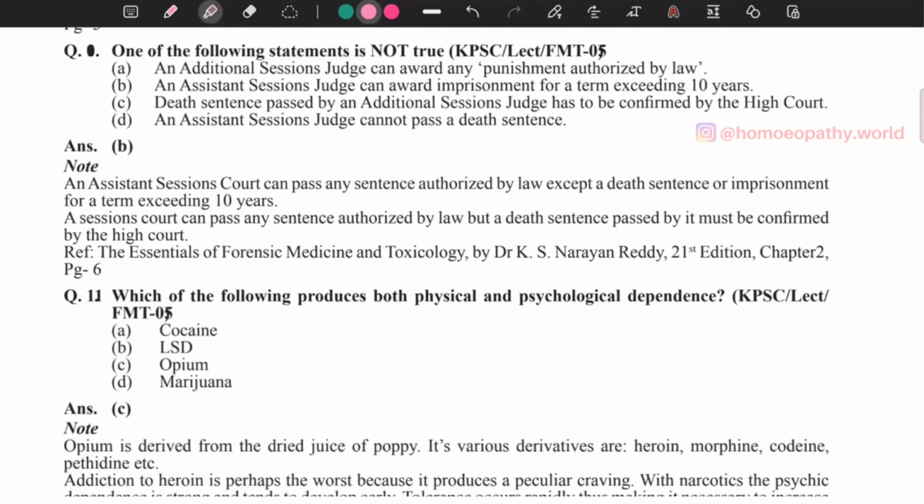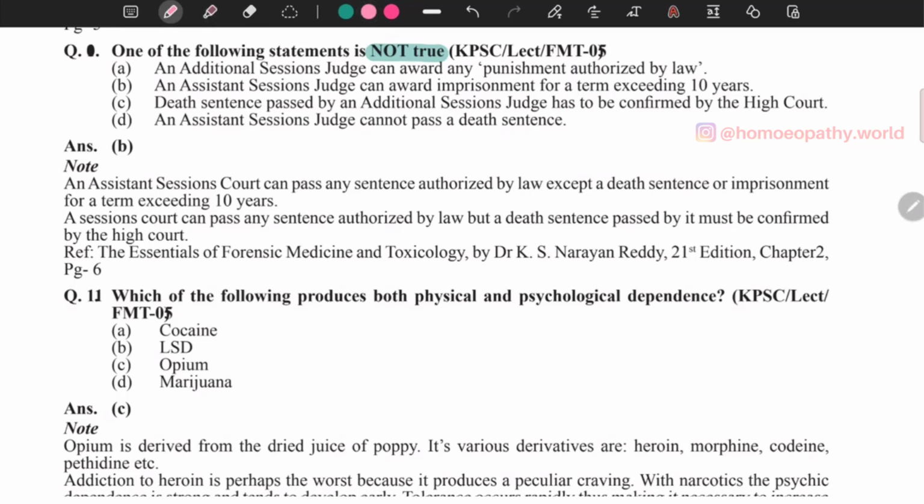Okay. Next question is, one of the following statements is not true. So when the question arises that one of the following statements is not true, you have to see what are the true statements here. And then we can judge what are the false statements. So let's see what are the statements.